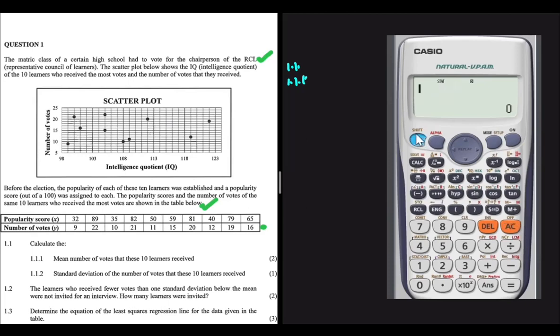From there on, shift 1 and then you go to option 4, VAR. Right, and then when you press option 4, you're going to have x bar, which is the mean. So when I press 2 and equals, I get 15.5. So that is the mean. The y bar in this case, because the number of votes is y, y bar is equal to 15.5.